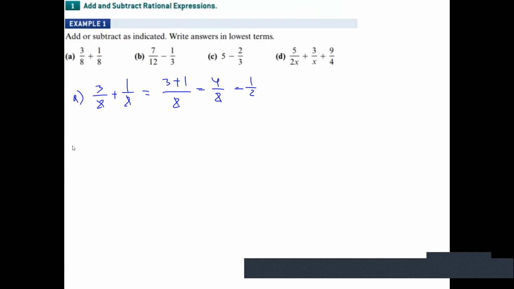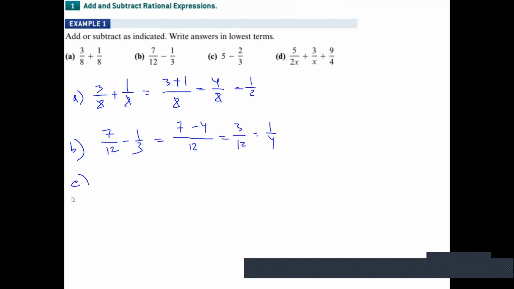So this one, b, 7 over 12 minus 1 over 3. What is the least common denominator? 12. So 7 it is, 7. Here, to make it 12, what should I do? Times 4, right? Good.